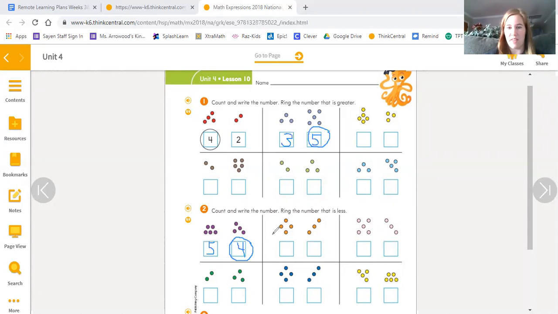Let's do one more together. I'm going to count 1, 2, 3, 4. Notice how I put my finger or my pencil on every one I counted. And now we're going to count the next group. 1, 2, 3. My directions still say I'm going to circle the one that is less. So 3, I know, is less than 4. I'm going to circle it.